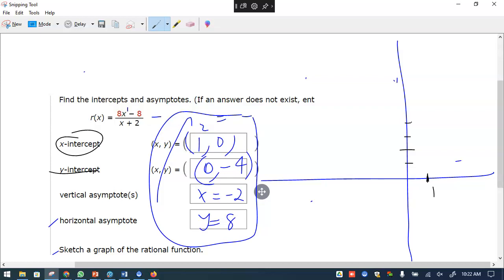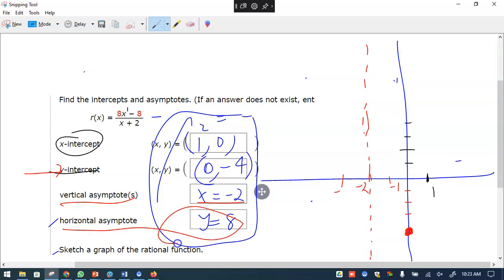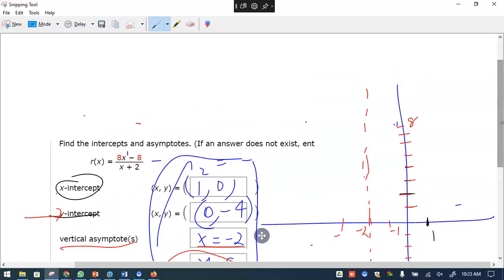Sorry, the x-intercept is the 1. So the y-intercept is 0, minus 4. So I say 1, 2, 3, and 4. So that's where the graph crosses. Then it has a vertical asymptote at x equals minus 2. So this is minus 1, and this is minus 2. That means this is going to be the vertical asymptote. And the horizontal asymptote is y equals 8. So 1, 2, 3, 4, 5, 6, 7, 8. So that's it. The vertical asymptote is this one, and the graph goes through this.